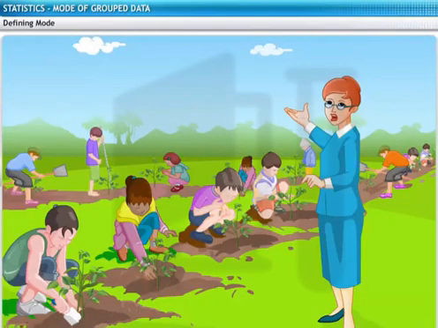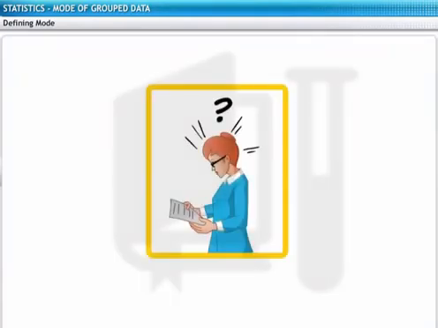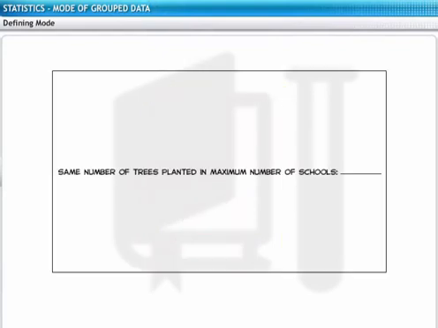Miss Greenfinger's heart beats for the trees. She recently conducted a tree plantation program in 60 schools of her city. Now, why is she looking so hassled? Actually, Miss Greenfingers is preparing a project report. She has to find the maximum number of trees planted across all 60 schools.